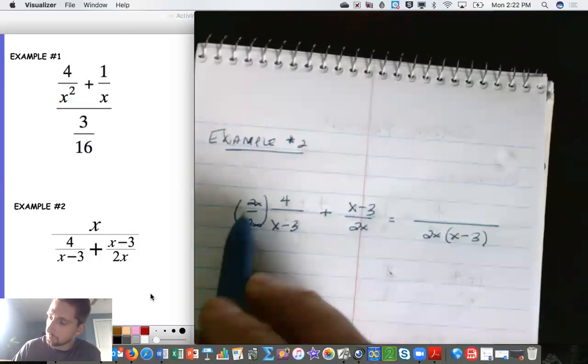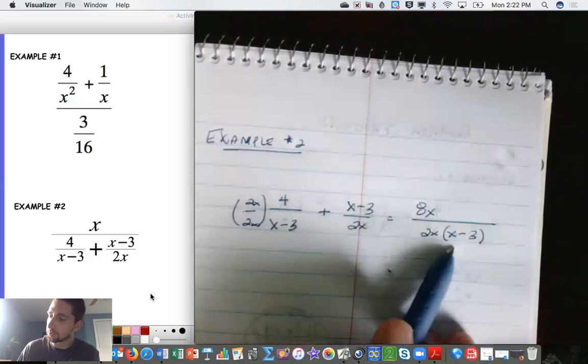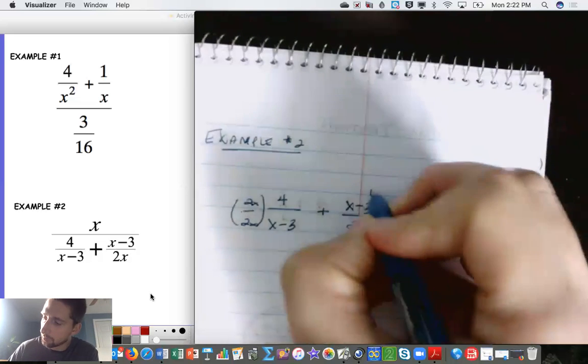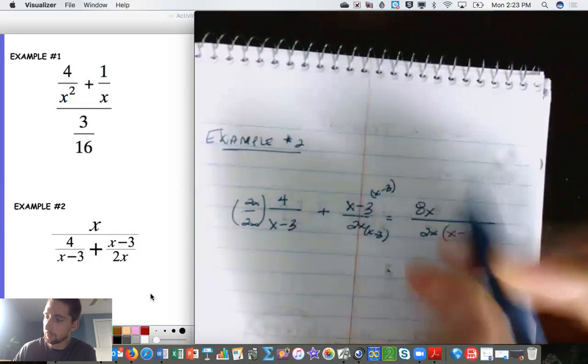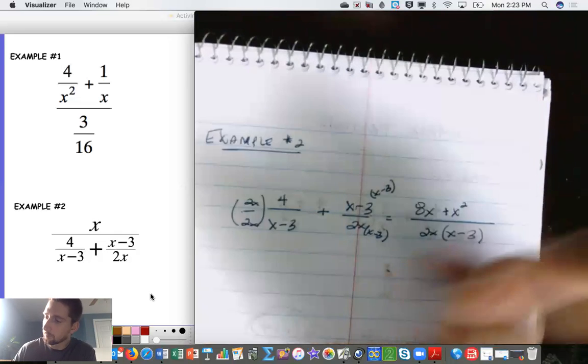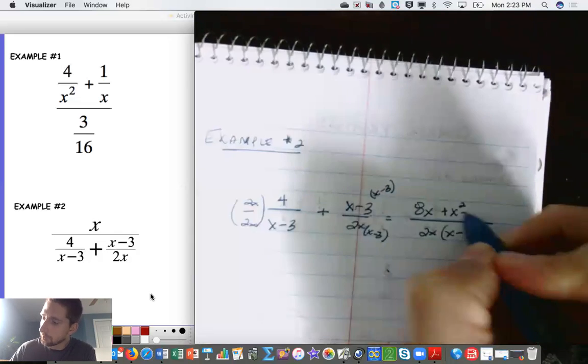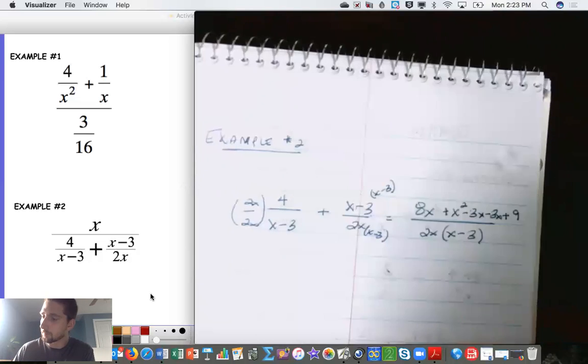2x and 4 gives me an 8x. Here I'm going to need an x minus 3. So I'm going to multiply both my numerator and denominator by x minus 3. So that gives me an x squared minus 3x, another minus 3x, and a plus 9.